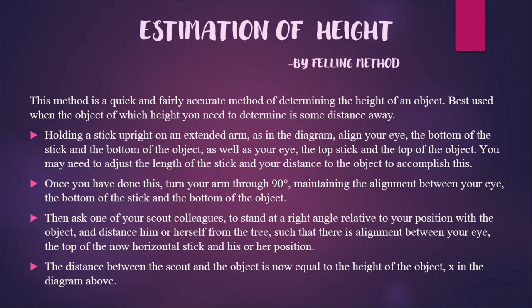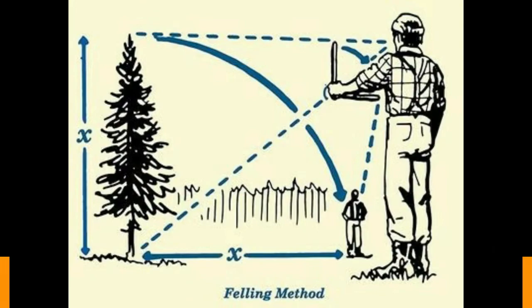Once you have done this, turn your arm through 90 degrees, maintaining the alignment between your eye, the bottom of the stick, and the bottom of the object. Then ask one of your scout colleagues to stand at a right angle relative to your position with the object, and distance him or herself from the tree, such that there is alignment between your eye, the top of the now horizontal stick, and his or her position. The distance between the scout and the object is now equal to the height of the object. The next picture will explain you in detail.